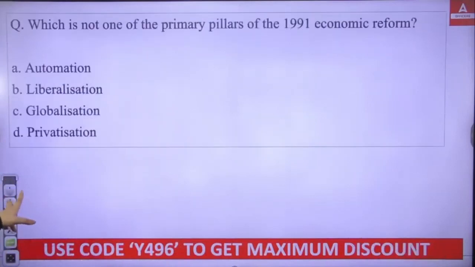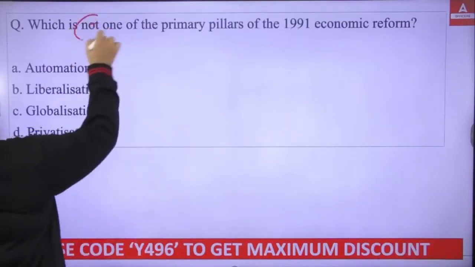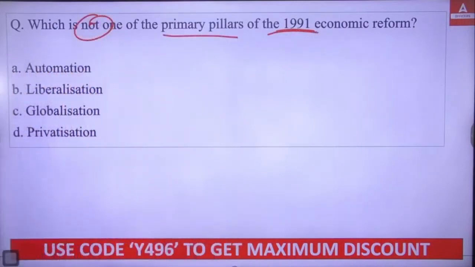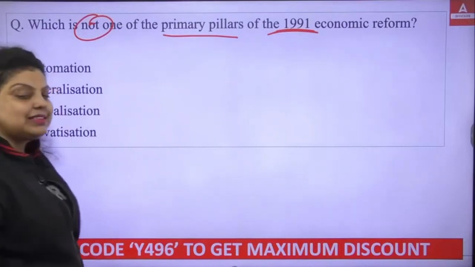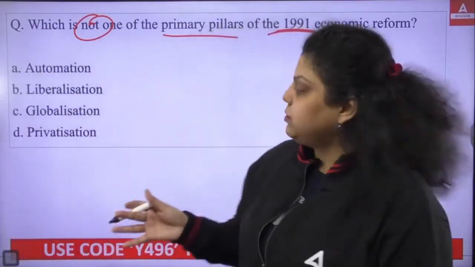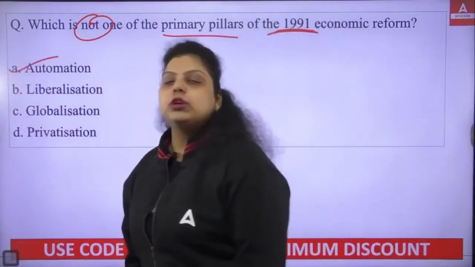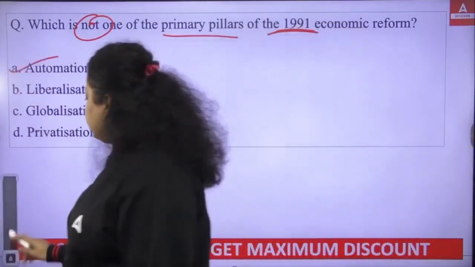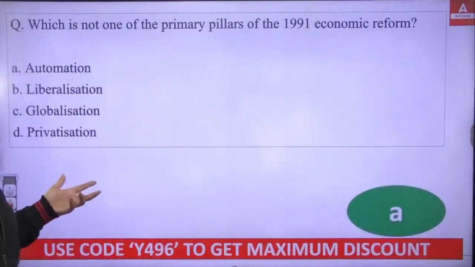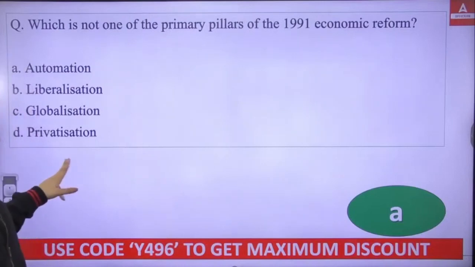Okay. Next, which is not one of the primary pillars of the 1991 economic reform? Out of these, which of the following is not one of the primary pillars? Automation, liberalization, globalization, privatization. I think it's a very simple question because we know economic reform is known as LPG: liberalization, privatization, globalization. So automation is not a part of your economic reform. So the right answer will be your A option.